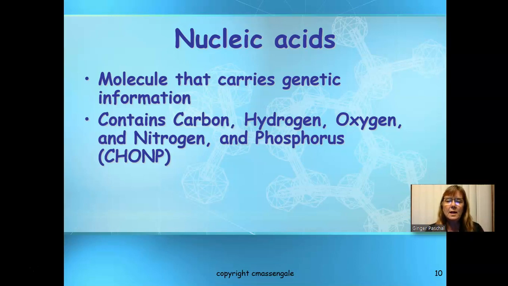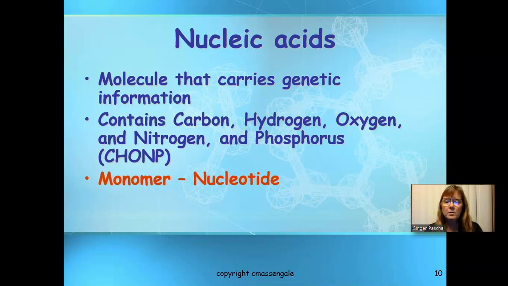Nucleic acids contain carbon, hydrogen, oxygen, nitrogen, and phosphorus. If you remember CHON-P, those are the 5 elements that you would find in a nucleic acid. So if I gave you a formula, which I probably wouldn't for a nucleic acid, but if you saw a molecule and you saw that it had phosphorus, then it would be a pretty good indicator that you're probably looking at a nucleic acid if it's a macromolecule.